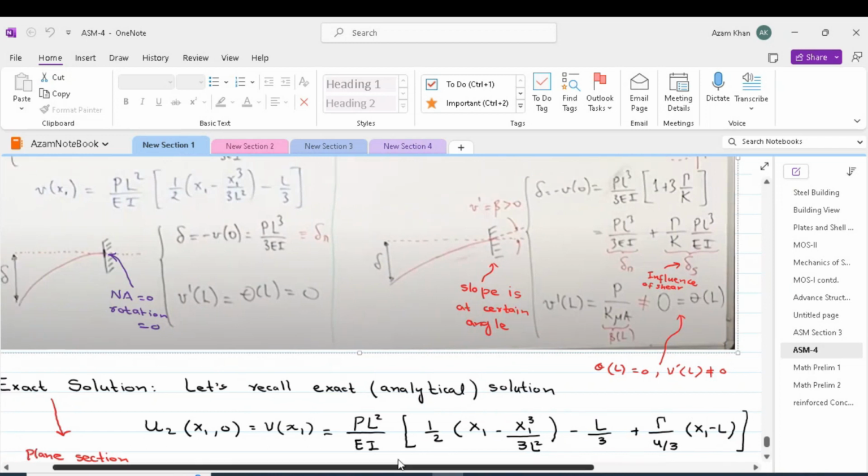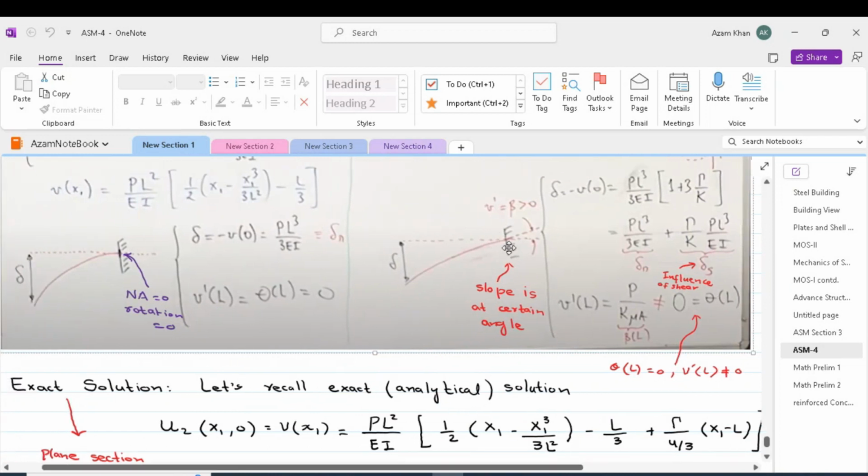Now let us compare our final result, especially at the root of the cantilever. As per our Euler-Bernoulli beam theory, if we find the slope of the elastic curve at the root, we would get 0. So in other words, at the root, the neutral axis doesn't rotate. However, in the case of Timoshenko beam, the slope of this elastic curve at the root doesn't come out to be 0. In other words, it comes out to be P by K mu A.